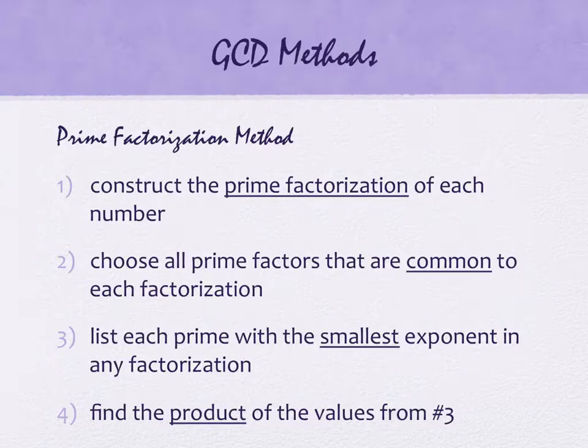The second thing is to look at the factorizations that you've created for both or all 3 or whatever of your numbers. Any factors that they have in common, we're going to write down. So if they both have a number 2 in their list of factorization, 2 is going to be a factor in our common factor. If they both have a 5 in their factorization, then 5 is going to be one of the common factors they have that we're going to write down as well.